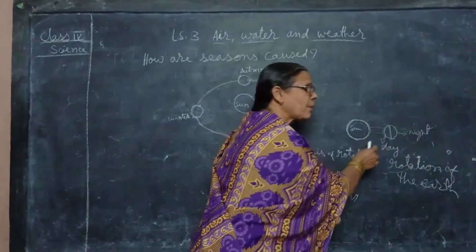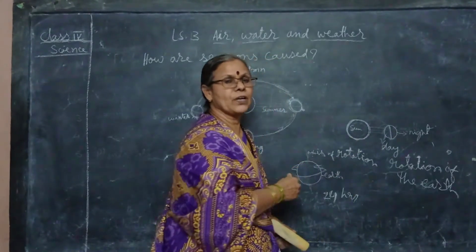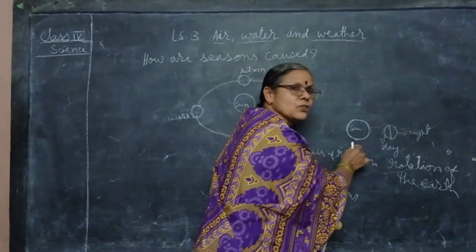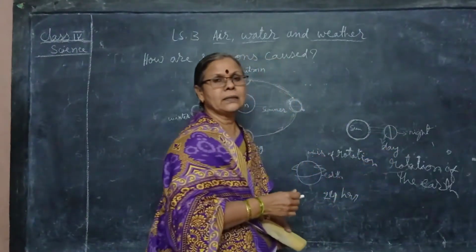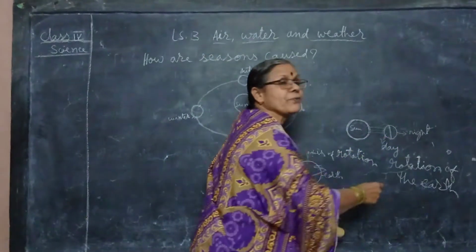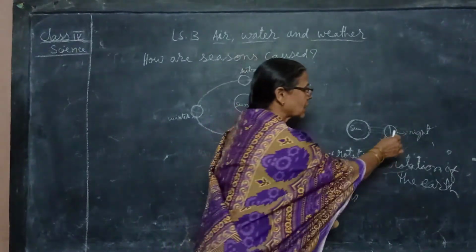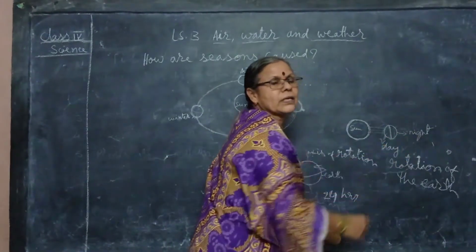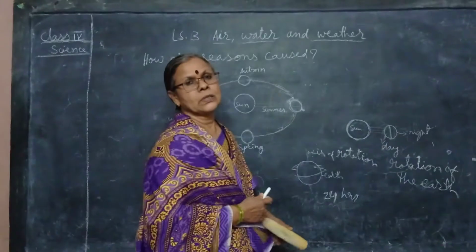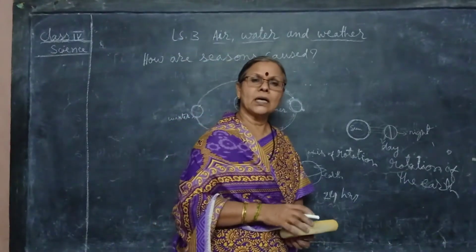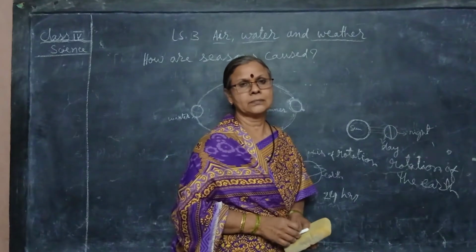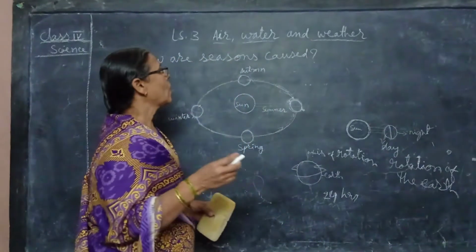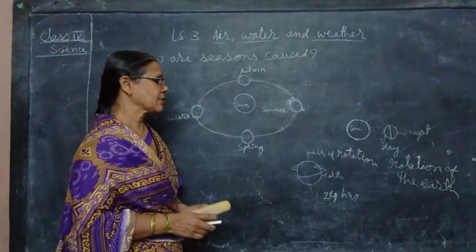So whichever part comes in front of the sun, faces toward the sun, this is called the daytime, and which is away from the sun is called the darker part. This is called the night time. So the spinning movement of the earth around itself is called the rotation of the earth. Rotation.